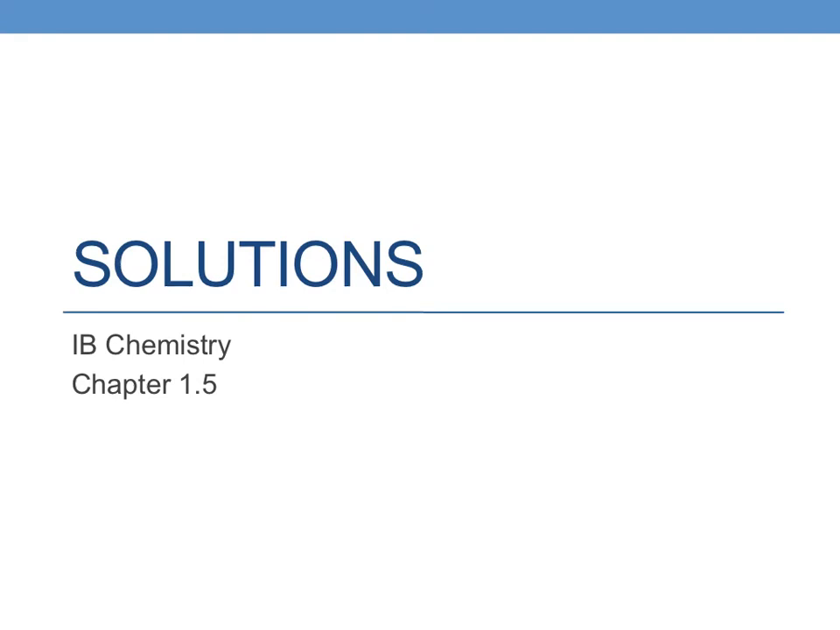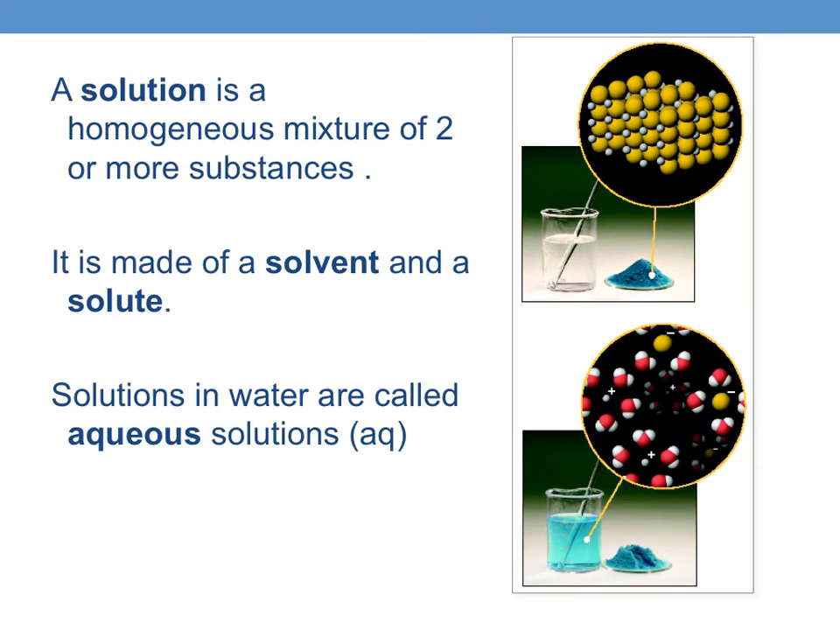This video is on solutions and molarity by dilution. So a solution is a homogeneous mixture of two or more substances, and homogeneous means it's going to be the same throughout, and it's made up of a solvent and a solute, which we'll go more in depth on in a moment. And solutions in which the solute is dissolved in water and water is the solvent are called aqueous solutions. So aqueous just means dissolved in water.